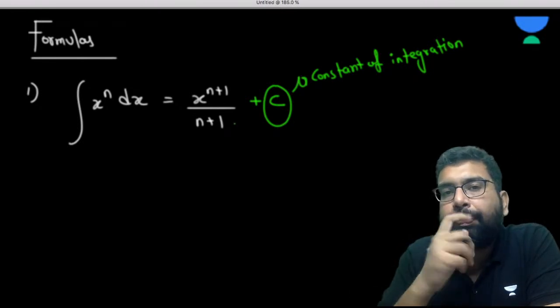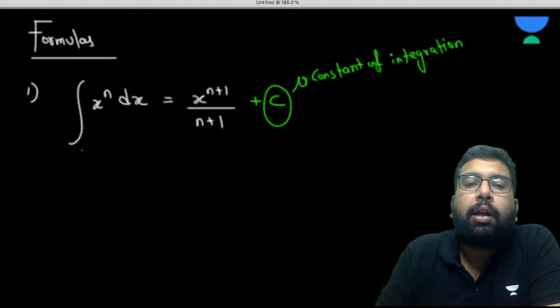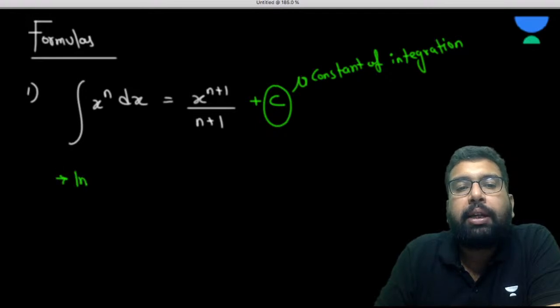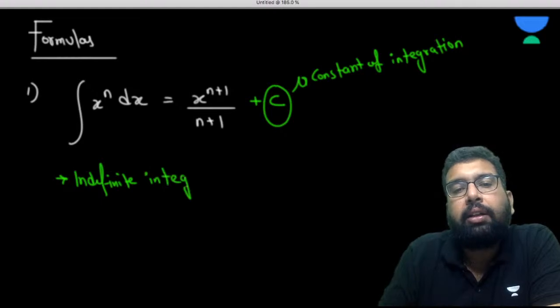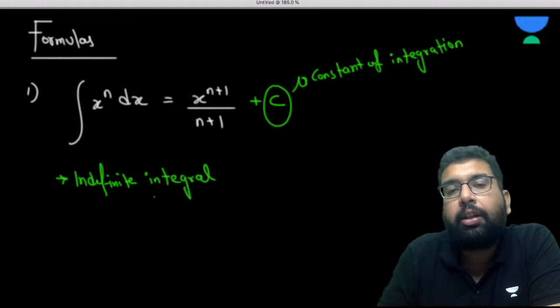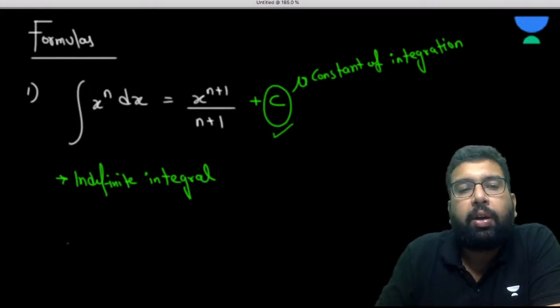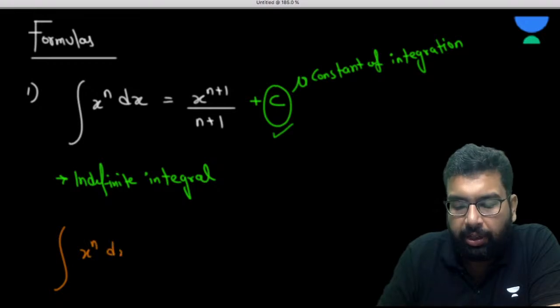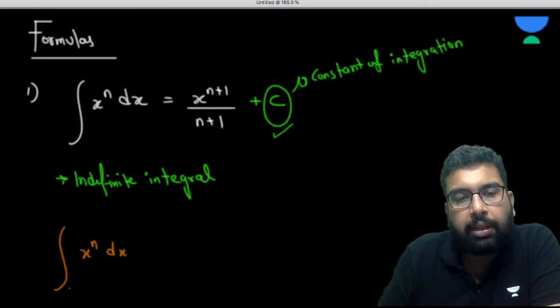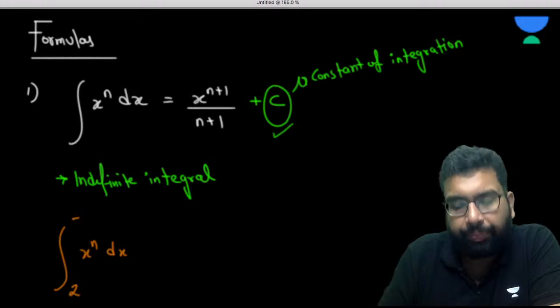Now remember just one thing. When you are integrating like this, without limits, that means it is an indefinite integral. This process is called indefinite integration. In the case of an indefinite integral, there will be a constant of integration. Now if you are integrating the same function within some limits, let's suppose you are integrating between 2 and 7.